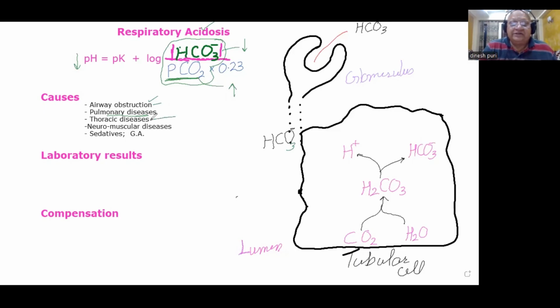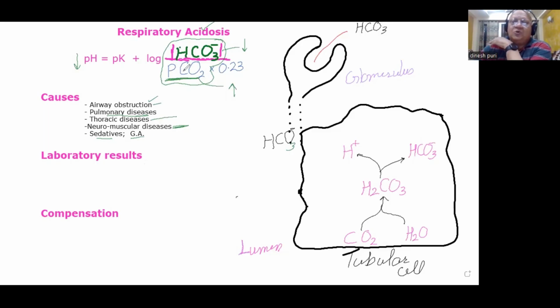Then thoracic disease in the rib cage, if there is some problem: scoliosis, kyphoscoliosis, bending of the spine, flail chest, etc. Then neuromuscular disorders may also lead to hypoventilation and buildup of the carbon dioxide partial pressure. That can occur in neuromuscular disorders, for example, in poliomyelitis or in tetanus. Then excessive use of sedatives, general anesthesia, they are known causes of hypoventilation.